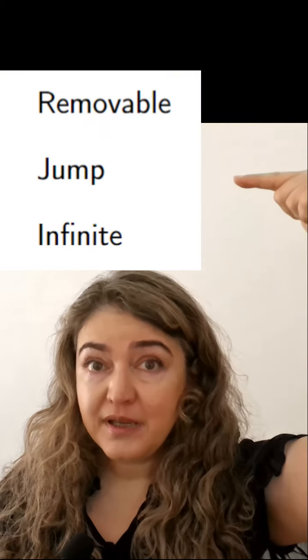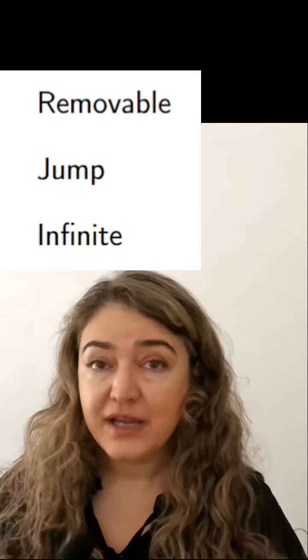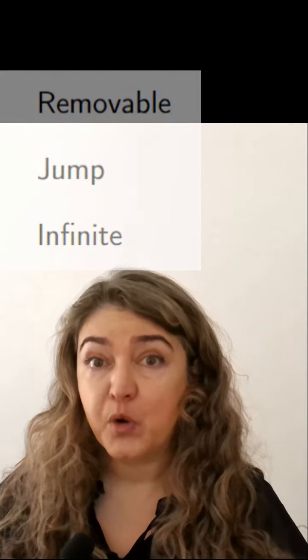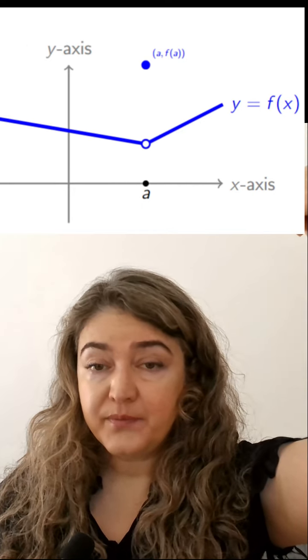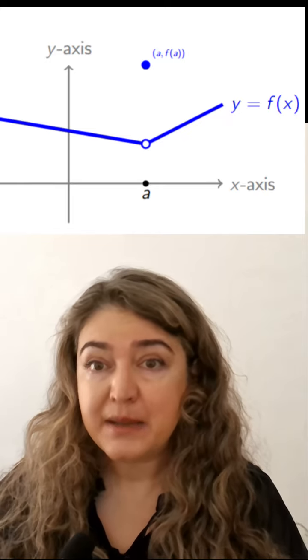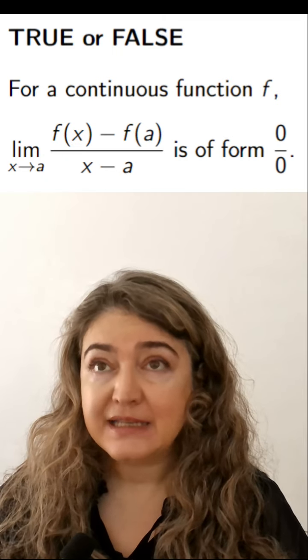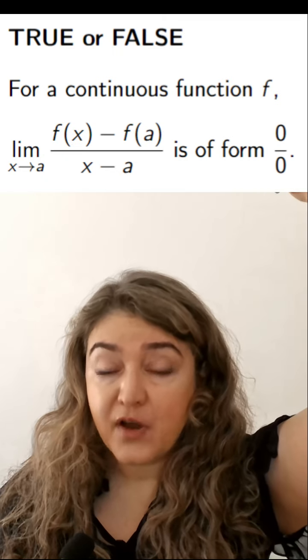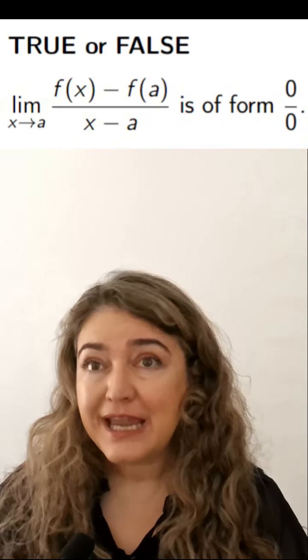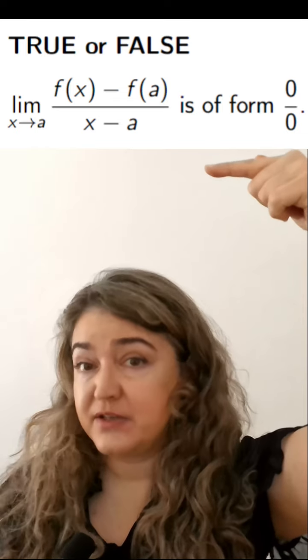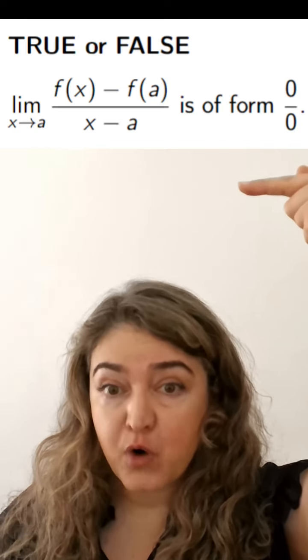So what kinds of discontinuities can we have? Removable, jump, and infinite. Let me give you an example of a removable discontinuity. Here's an example. Here's another example. And in all of those, the limit of the difference quotient is not 0 over 0. So if you're looking at this expression that mentions the function is continuous, this expression is true. But if you're looking at this expression without mentioning that the function is continuous, this expression is wrong, because we were able to give you a counterexample of that.